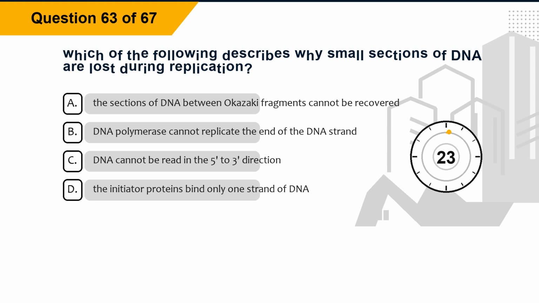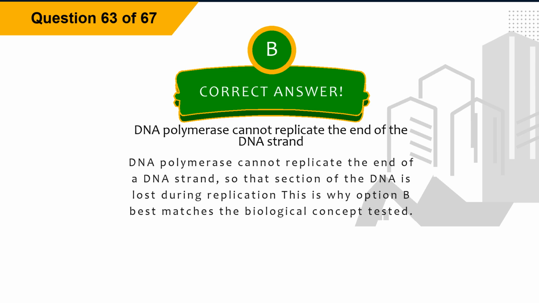Question 63. Which of the following describes why small sections of DNA are lost during replication? Option A, the sections of DNA between Okazaki fragments cannot be recovered. Option B, DNA polymerase cannot replicate the end of the DNA strand. Option C, DNA cannot be read in the 5' to 3' direction. Option D, the initiator proteins bind only one strand of DNA. The correct answer is option B, DNA polymerase cannot replicate the end of the DNA strand. Explanation: DNA polymerase cannot replicate the end of a DNA strand, so that section of the DNA is lost during replication. This is why option B best matches the biological concept tested.